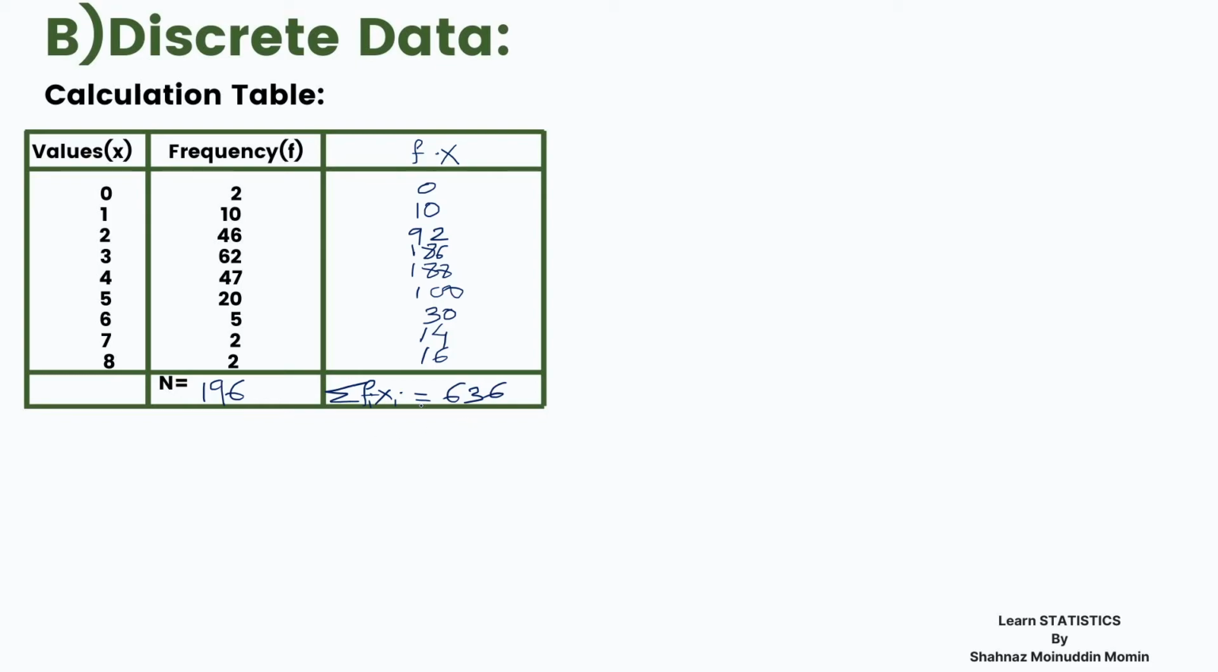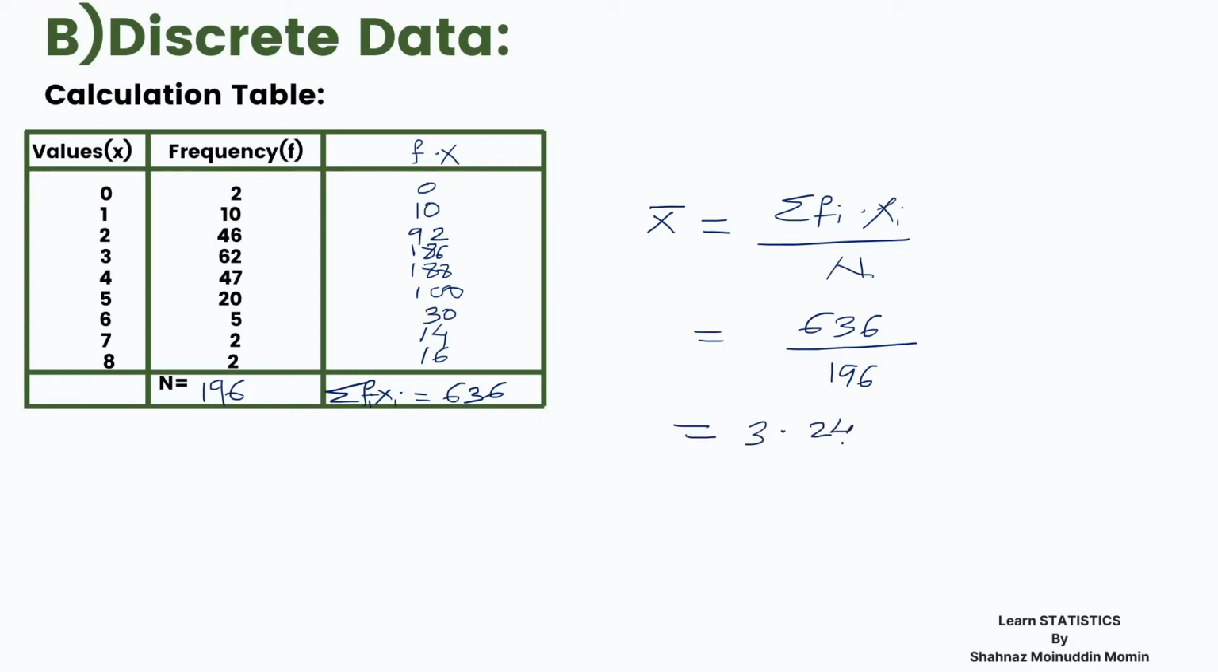Now put these values in the formula for arithmetic mean of discrete data. What is that? X bar equal to summation fi xi divided by capital N. Summation f into x is from the table 636 and N is 196. Divide it, it comes out to be, after the division, 3.2449.